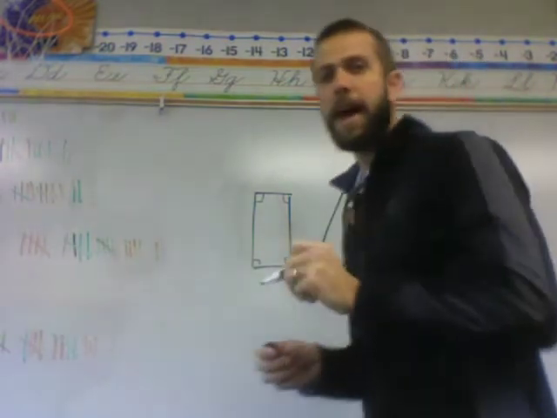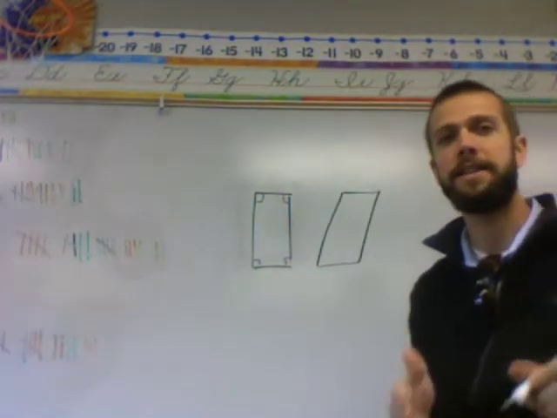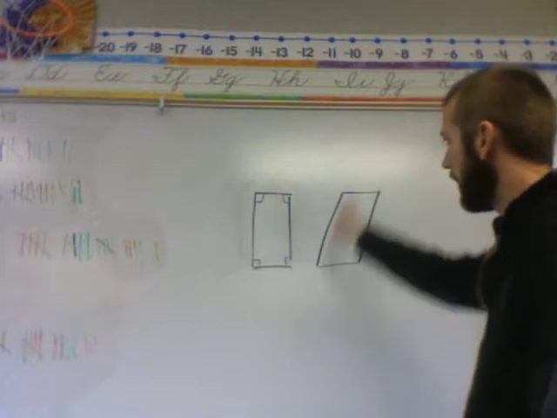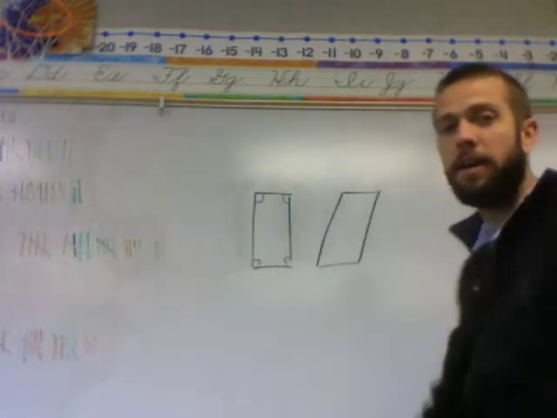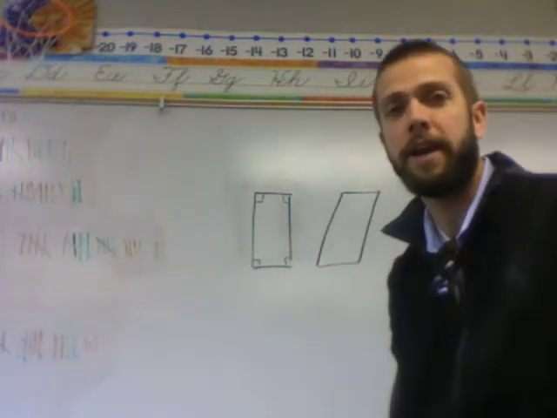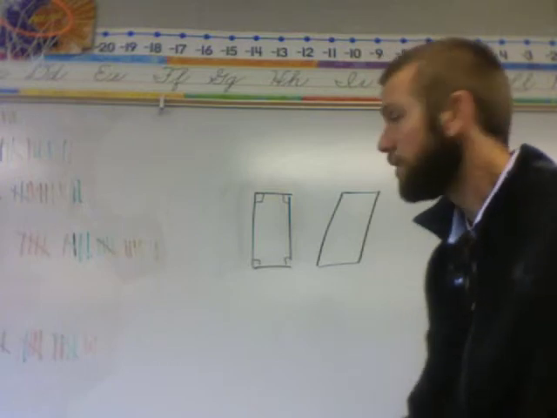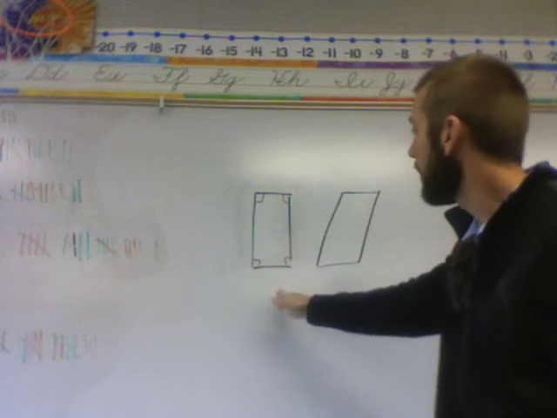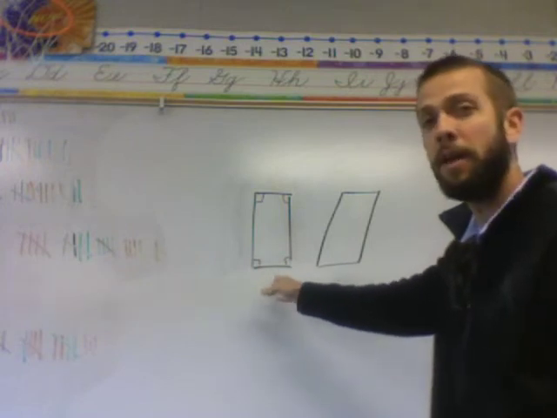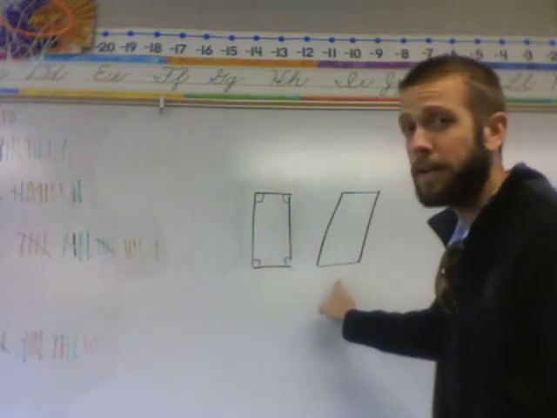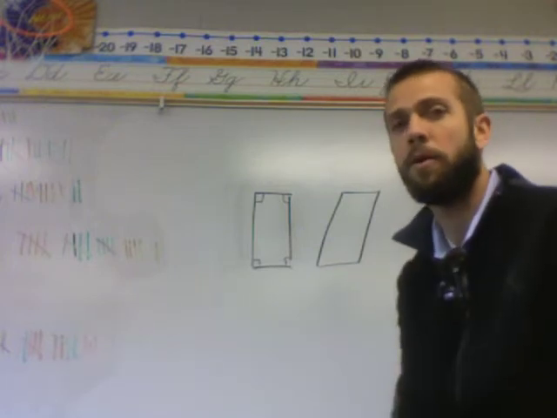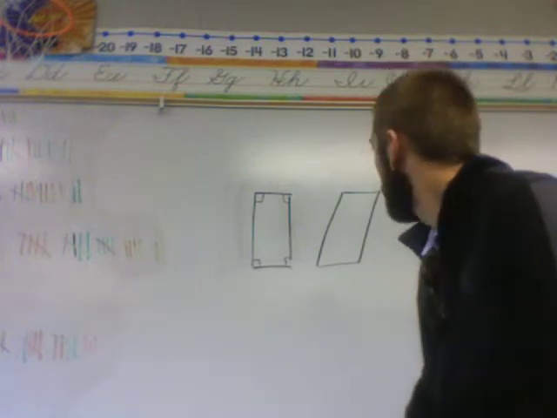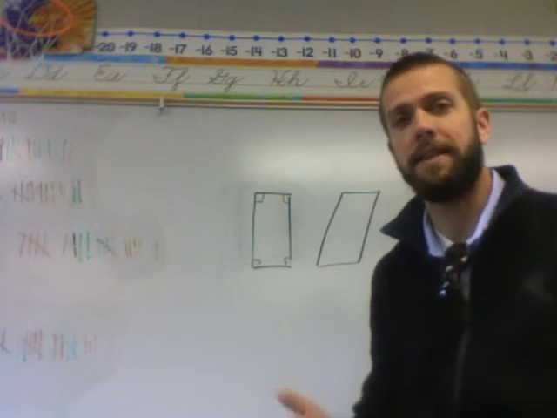Now I'd still have two pairs of parallel sides. So these sides are going parallel, and these sides are going parallel, but I no longer have 90-degree corners. Okay? So that's the difference between a parallelogram and a rectangle. A rectangle is a specific type of parallelogram, but not all parallelograms are rectangles because they don't always have 90-degree corners. Now, what about the area and the sides of parallelograms?